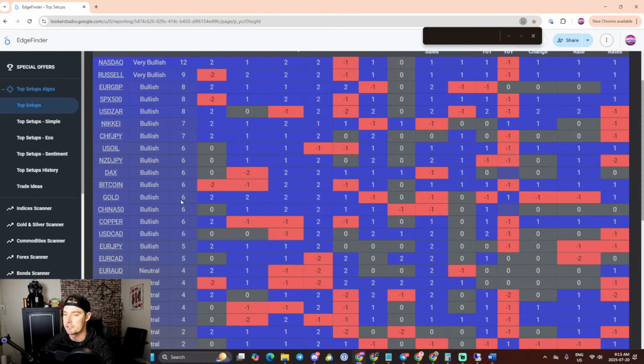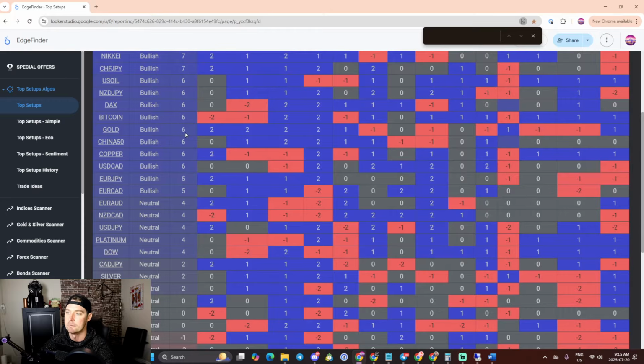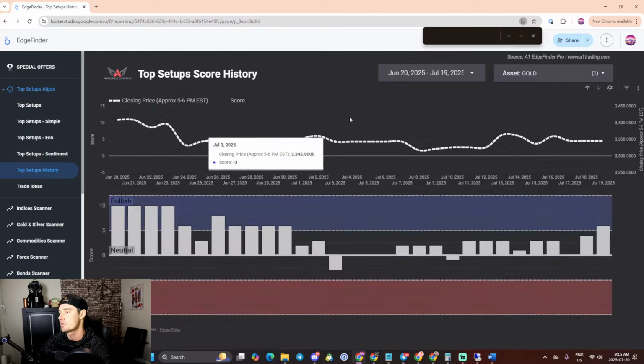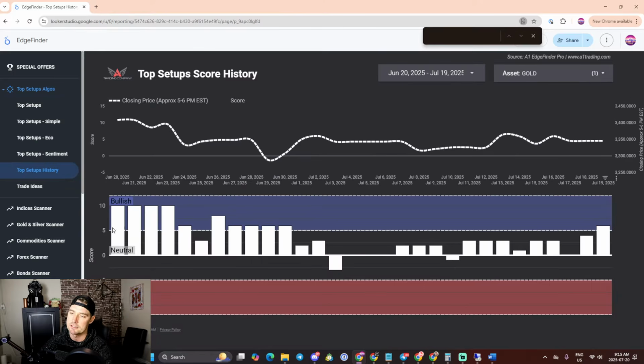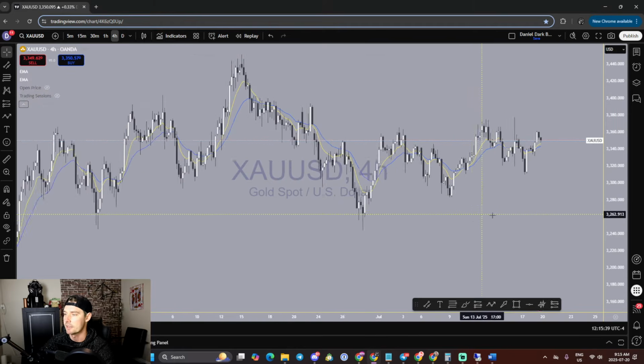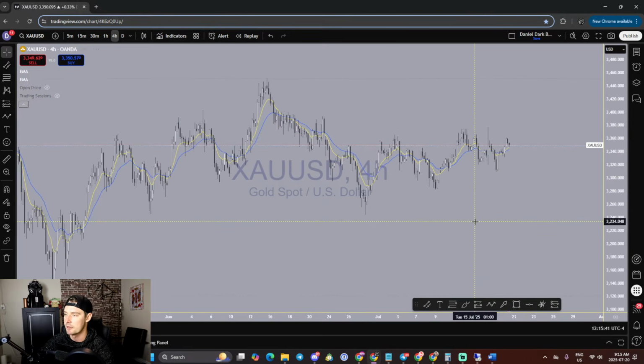Okay, so first we're going to look at gold here. Gold's interesting because we are again at a bullish score of 6. So 6 is a very healthy bullish score. But if we look at the history of gold, this is the last 30 days of scores. Early on, we were very bullish and we started losing momentum, and now we are gaining momentum again, and we ended the week at a 6 for a nice bullish signal. If we look at gold here, we can see how that fluctuation in score has translated.